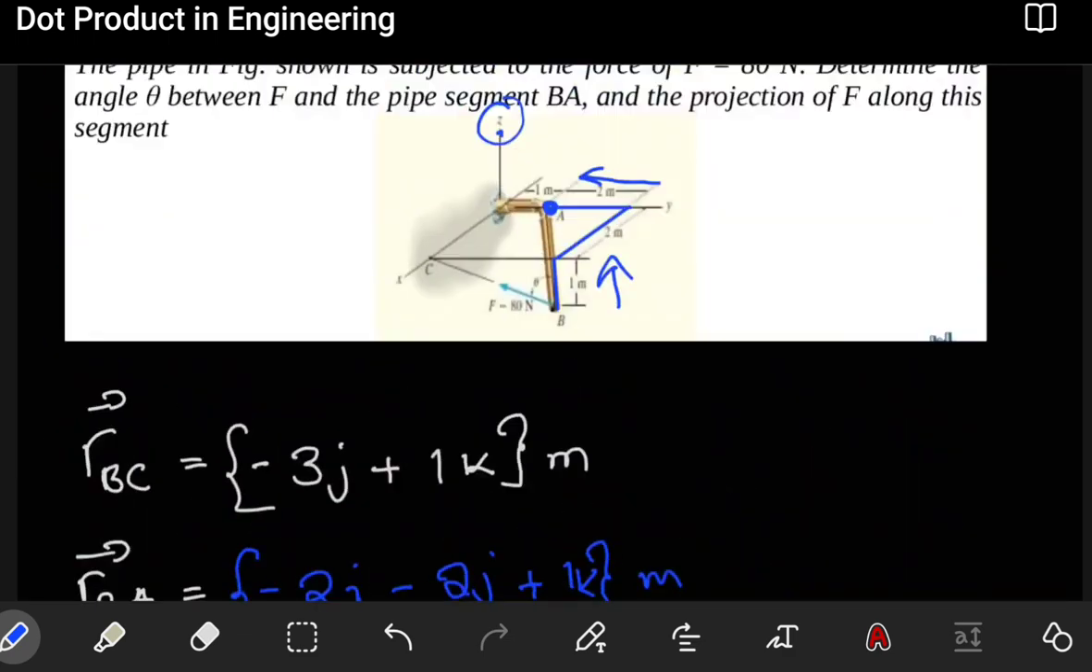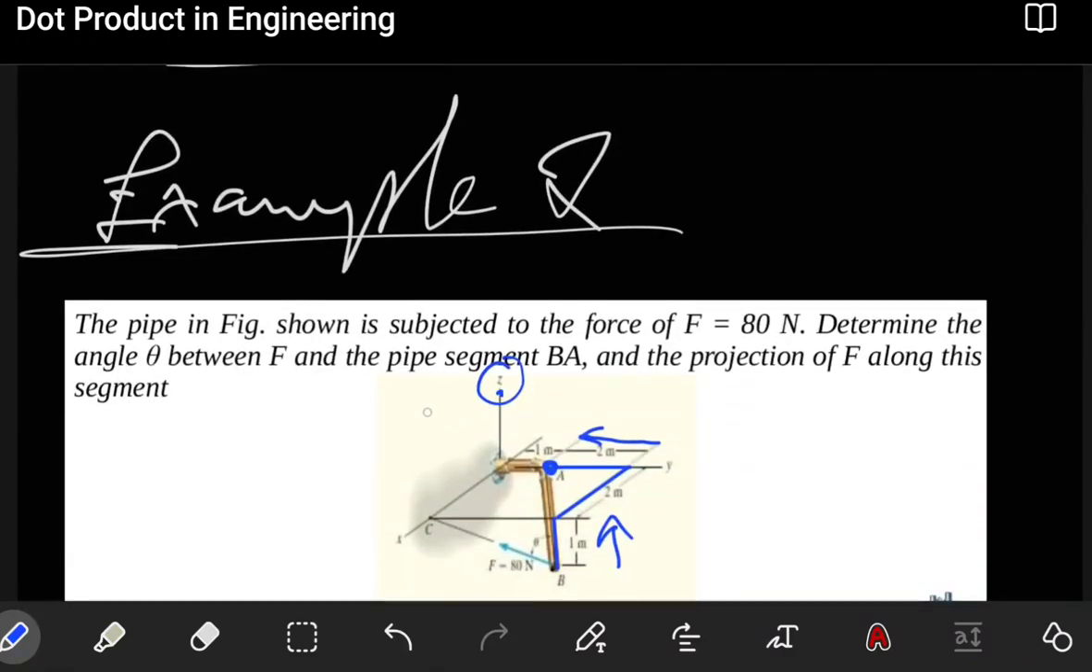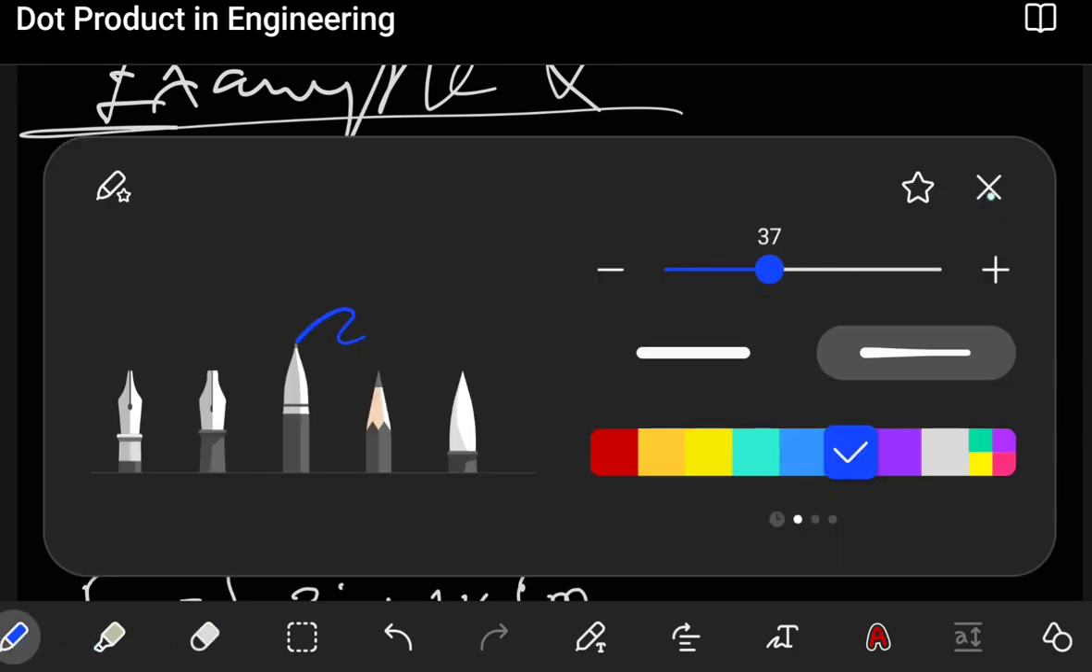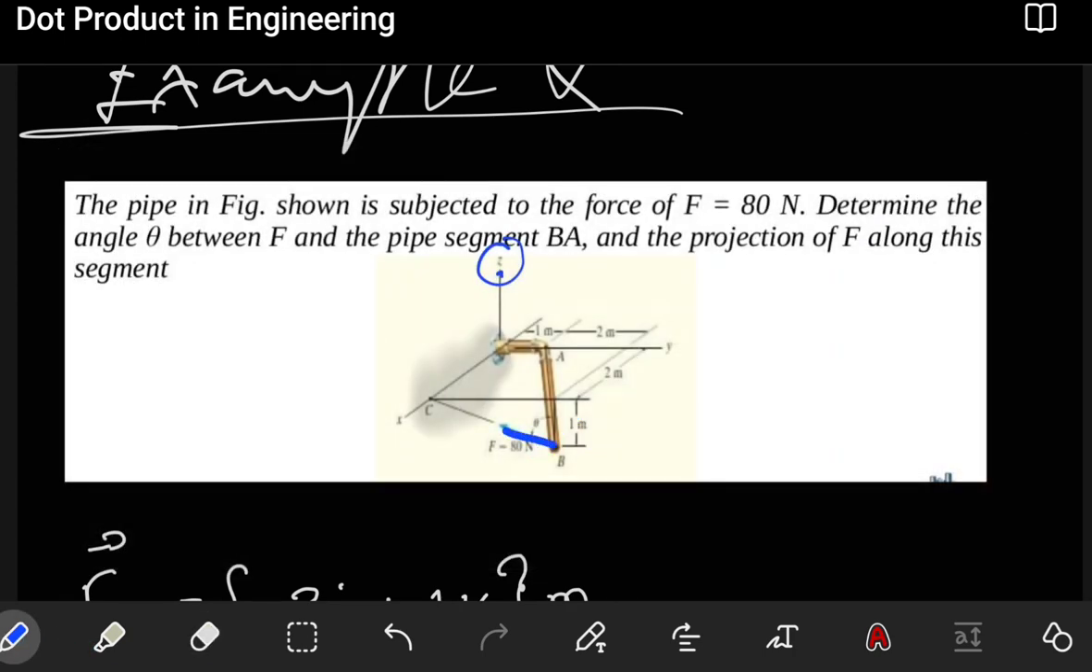The second part was asking us for what? The second part was saying the projection of F along the pipe, along this segment. So they want us to find the projection of the force F along the pipe segment BA. Our force is in this direction, but they're asking us to find the projection of our force that will be acting in that direction. So it's more like we want to find a component of F that will literally be going in that direction. But how do we do that?